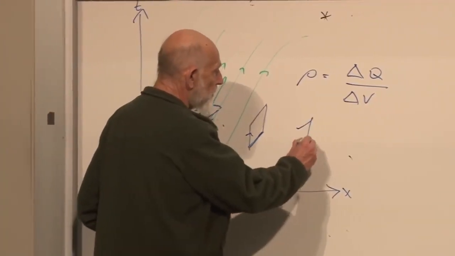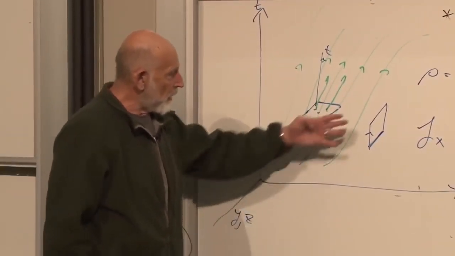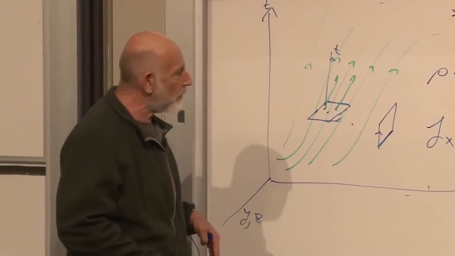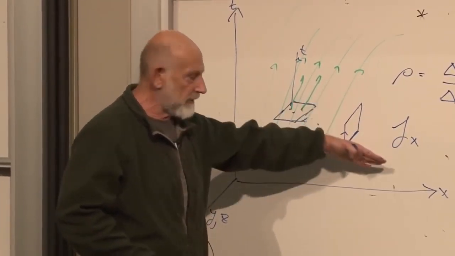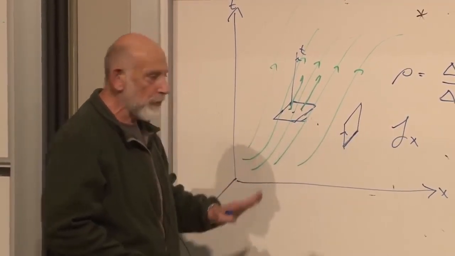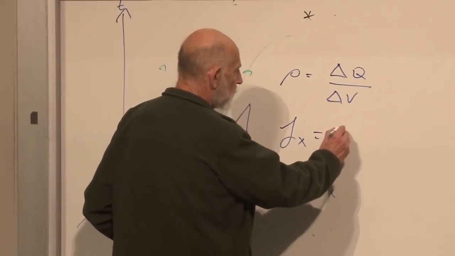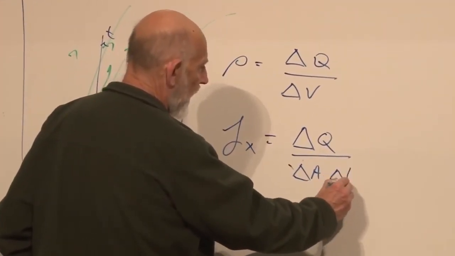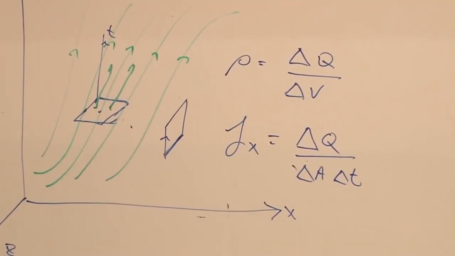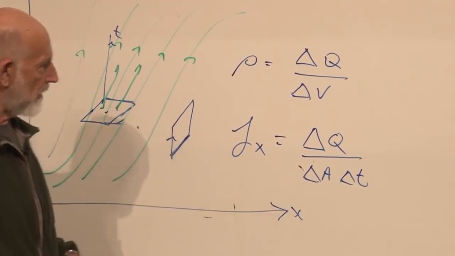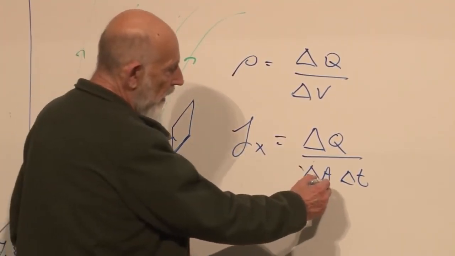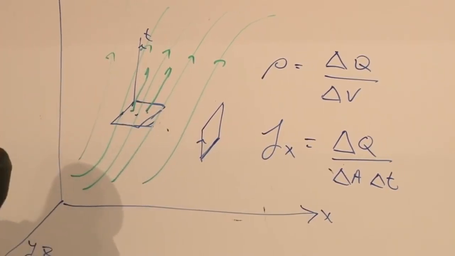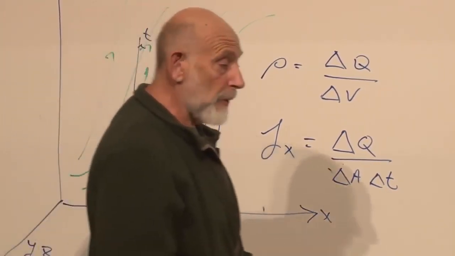That's called J. J sub x: to define J sub x, you take a window perpendicular to the x-axis, and you ask how much charge is flowing through it from the negative x side to the positive x side. How much charge flows through it per unit time? So Jx is the charge per unit area per unit time. And this area here is an area perpendicular to the x-axis. In other words, it's a yz area, but perpendicular to the x-axis. That's Jx.